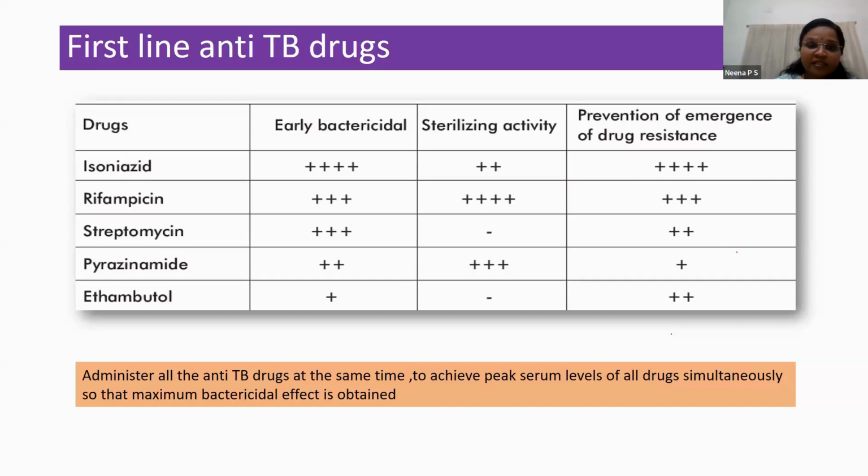And rifampicin and pyrazinamide are the main drugs which have sterilizing activity that will prevent the relapse also. This becomes very important when you consider a drug modification due to some ADR or the patient is having some comorbid illness, and then to decide on the treatment duration, this slide is very, very important.